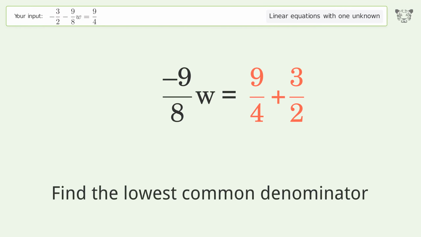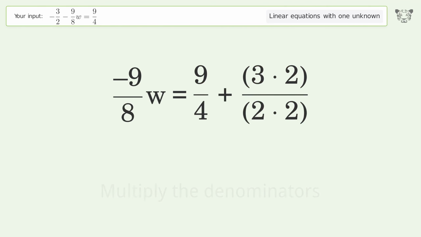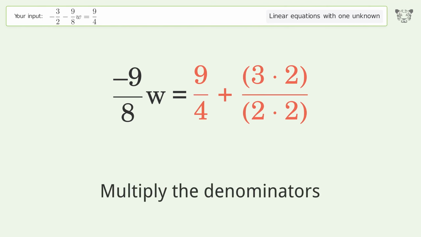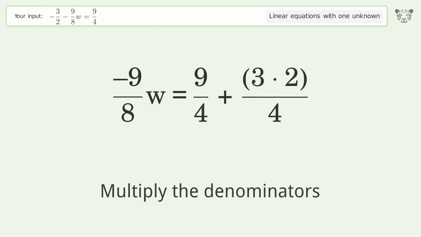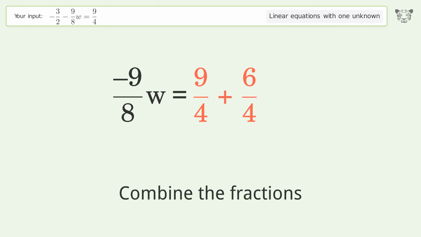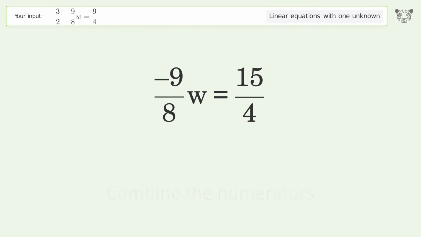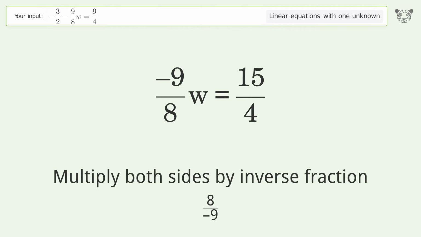Find the lowest common denominator. Multiply the denominators. Multiply the numerators. Combine the fractions. Combine the numerators. Isolate the w. Multiply both sides by inverse fraction 8/-9.